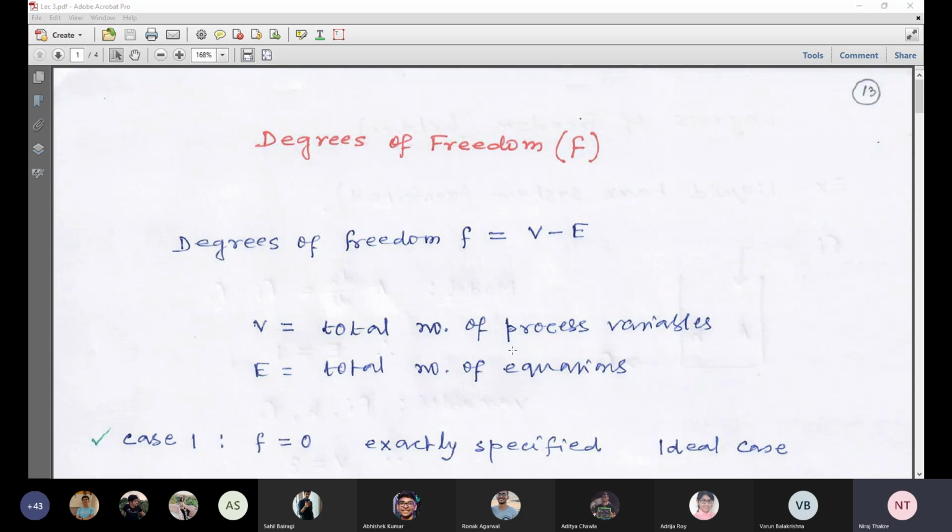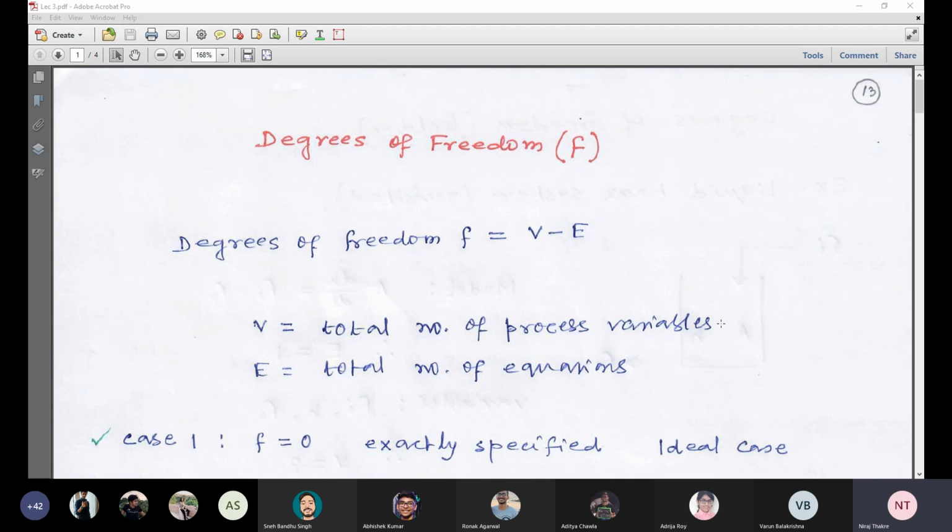So why I have added that independent to each other? Anyone can give any answer or example in support of this additional statement? Total number of process variables that are independent to each other. Any example? Yes. Sir, like mass and volume are two independent variables, but if we consider density, it depends on mass and volume. So it cannot be considered as an independent variable.